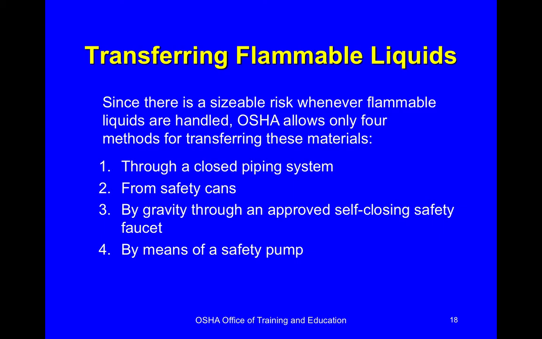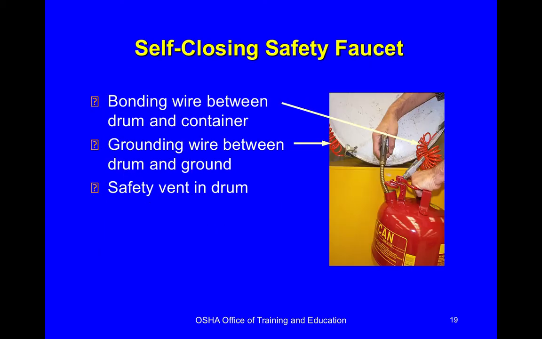Transferring a flammable liquid needs to be done through either a closed piping system or using safety cans. If it's a gravity system, you have to have a self-closing faucet, and there are safety pumps that can be used as well. Here are some examples. This is a gravity-fed drum using a faucet to go into a can, so this is probably a fuel can. That valve will close automatically if you let go of it. There's a ground wire going from the drum to a suitable ground. And here's an example of a bond wire. They're bonding the drum to the can.